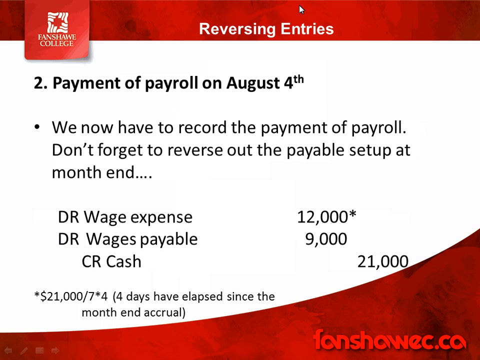And this payroll cycle, we know that we pay $21,000 a week for payroll. So on August 4th, we have to pay that payroll out, which means I'm going to start by crediting cash for $21,000. So I'm going to credit cash for $21K.